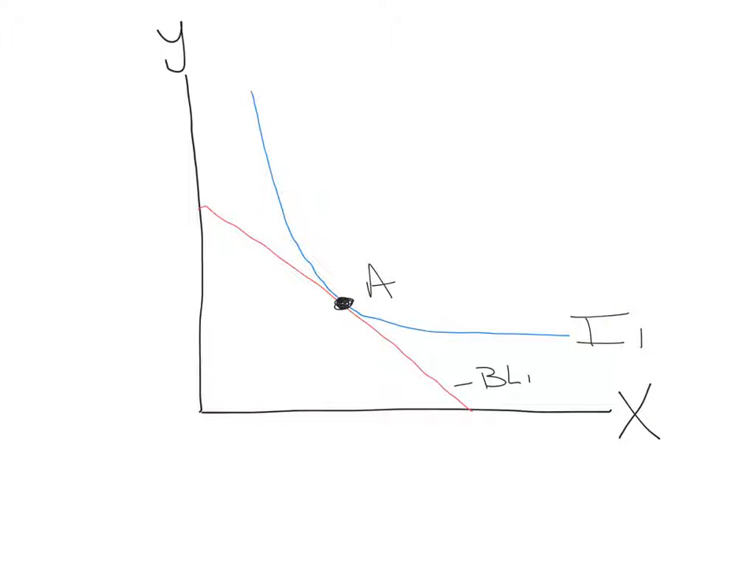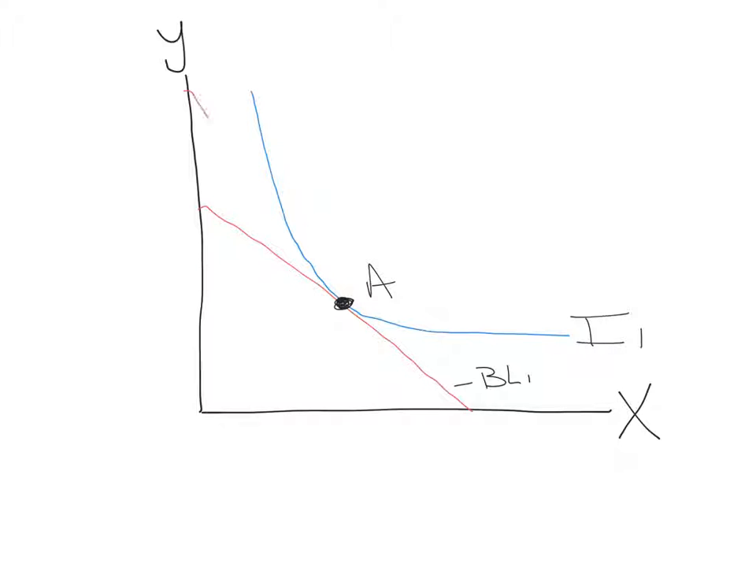Let's say this consumer is consuming at A. What happens if the price of Y decreases? Well, if the price of Y decreases, what's going to change? Again, it's going to be the budget line, and that means that the consumer will be able to buy more Y if he or she spends all of their money on Y. So now the budget line is going to look kind of like that. Well, imagine that that's a straight line.